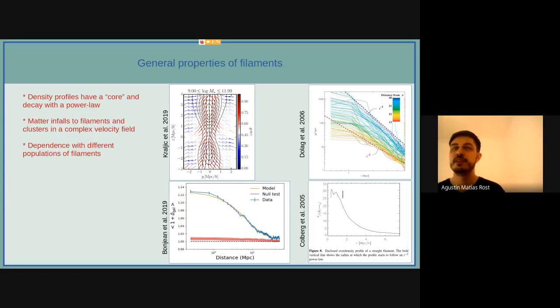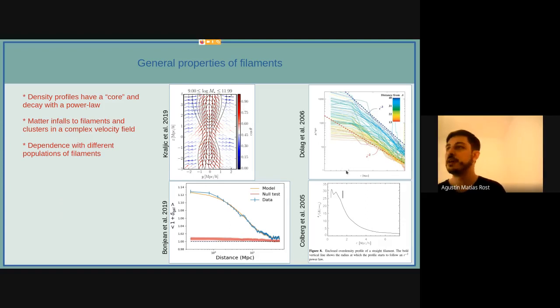This is a particular population of filaments because they live in very high density regions. They are associated with very massive galaxy clusters, and they are in general short compared to the traditional very long filaments that we can find in the literature. We can study the density profiles and the velocity flows around these structures.